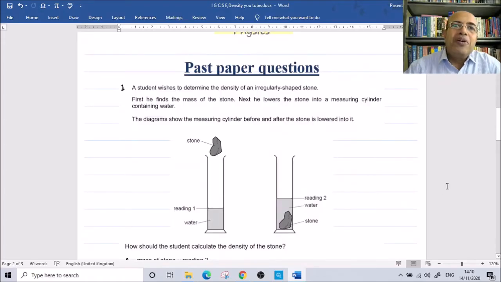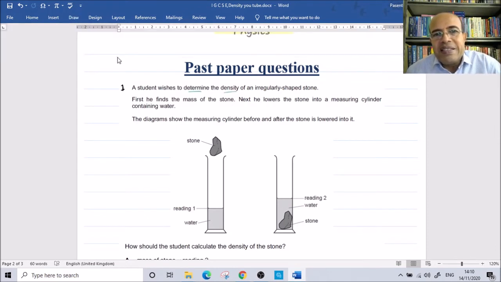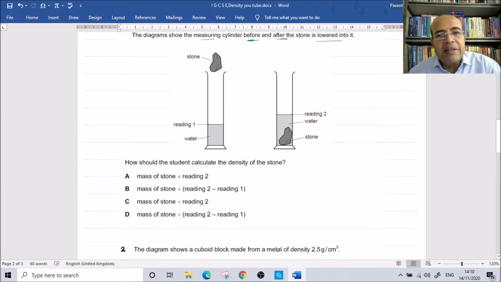Now we solve past paper questions about this topic. Look at question number 1. A student wishes to determine the density of an irregular shaped stone. First, he finds the mass of the stone. Next, he lowers the stone into a measuring cylinder containing water. The diagram shows the measuring cylinder before and after the stone is lowered into it. How should the student calculate the density?